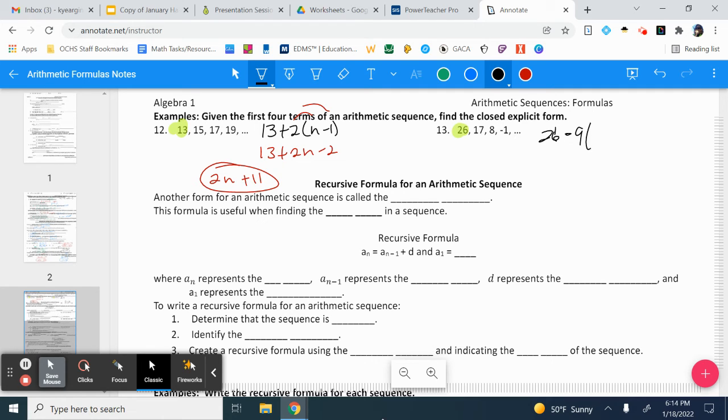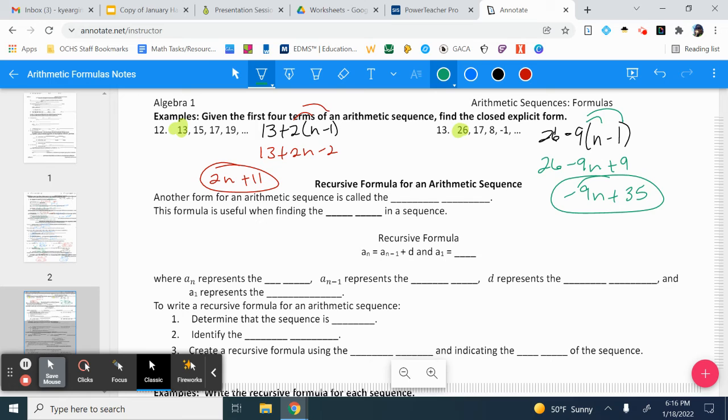So if my common difference is negative 9, I multiply that by n minus 1. I need to close the formula by simplifying. So 26 minus 9n plus 9. And I get the closed version to be negative 9n plus 35.